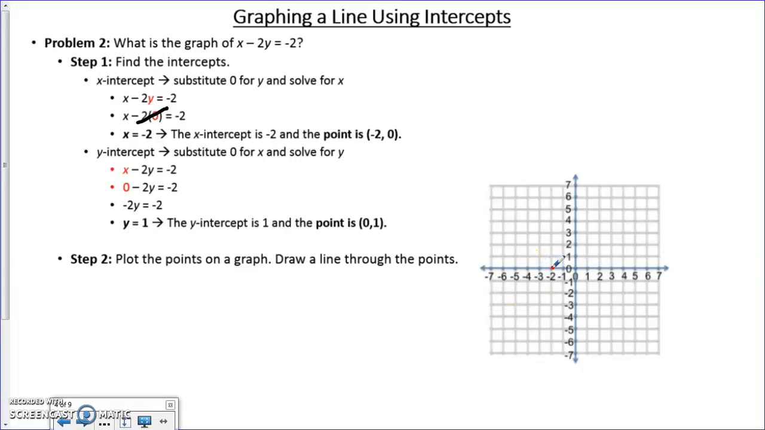The y-intercept, substitute 0 for x and solve for y. 0 minus 2y equals negative 2. Negative 2y equals negative 2. Divide both sides by negative 2. Y is equal to 1. So the y-intercept is 1, or the point (0, 1), which is right here. So plot the two points. Draw a straight line through them. Remember to extend your lines and draw arrows at the end.